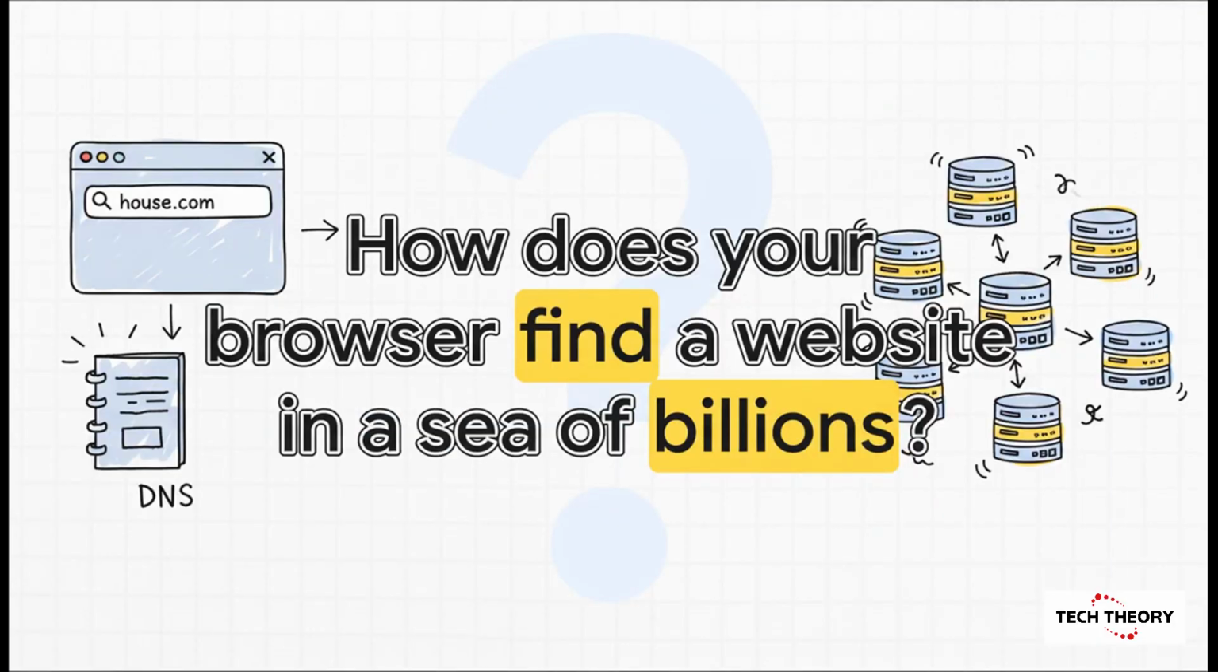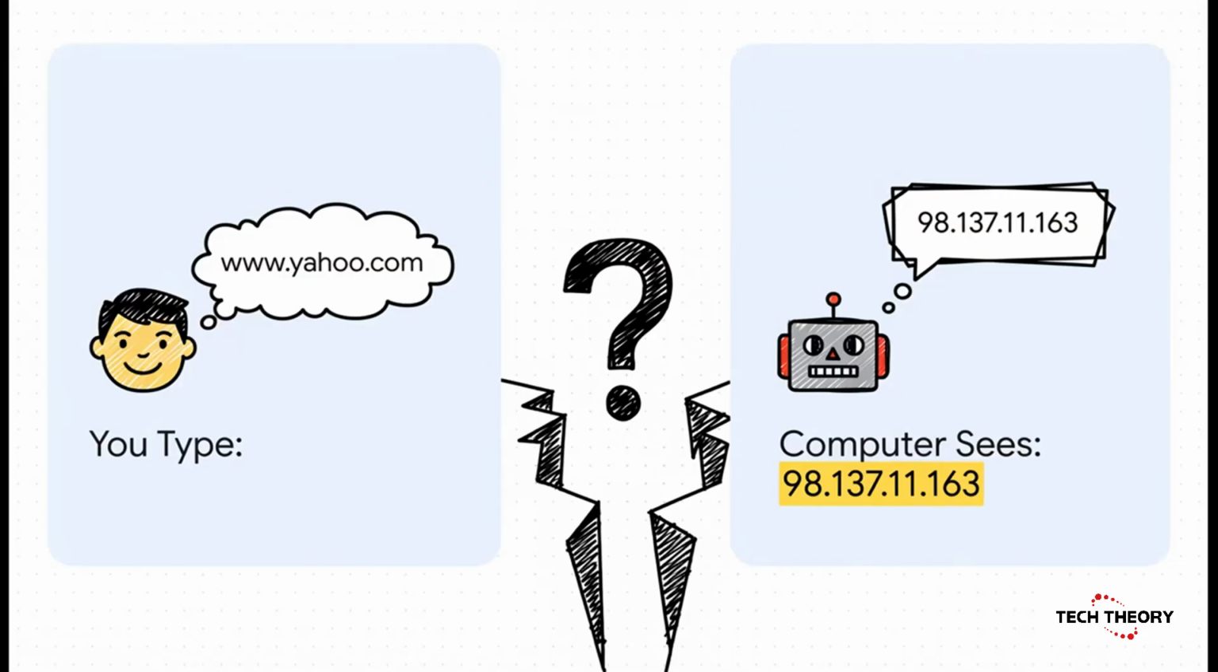Seriously, how does it happen? How can your browser possibly pinpoint one specific website in a sea of billions? It's kind of like trying to find one person in a massive city, but you don't have a map or an address book. How would you even start? And this right here is the whole problem.